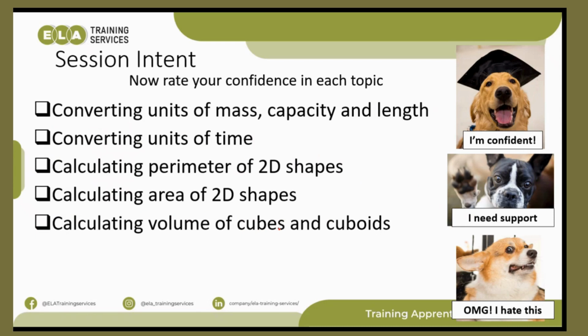So today we have covered units of mass, capacity and length, converting units of time, calculating perimeter of 2D shapes, including compound rectangles, calculating area of 2D shapes, including compound rectangles, and calculating volumes of cubes and cuboids. So all you need to go off and do now is to come watch the video back if necessary, make any revision notes that are required, watch the video back, pause it if there's any areas that you want to recap, and then complete the homework worksheet.